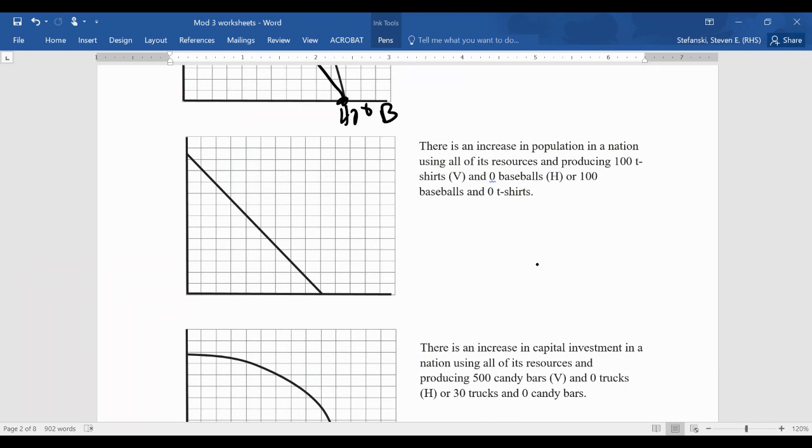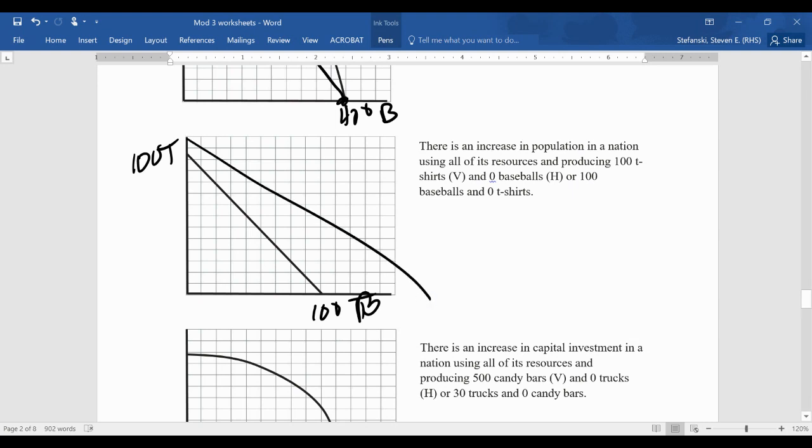The next one says there's an increase in the population using all its resources. So you have 100 T-shirts on the vertical. Oh wait, I'm sorry, what did it say? Oh, T-shirts are on the vertical, so 100 T-shirts here, and baseballs on the horizontal. So here's baseballs. My bad. And it says there's an increase in the population.